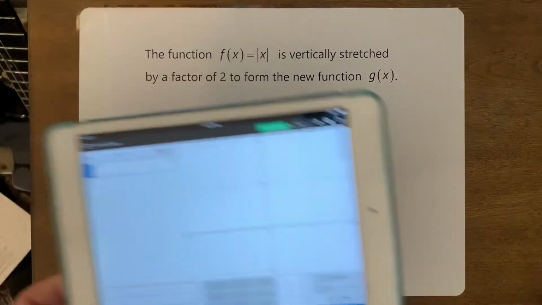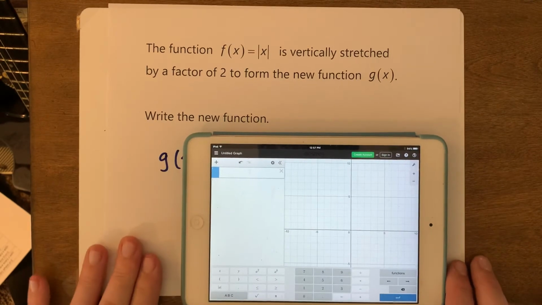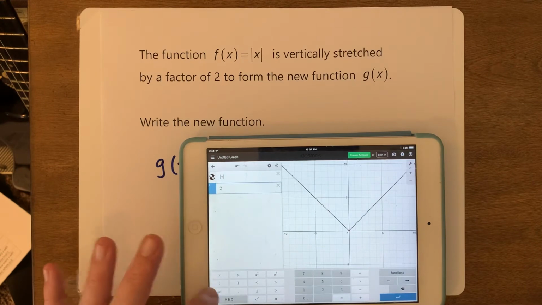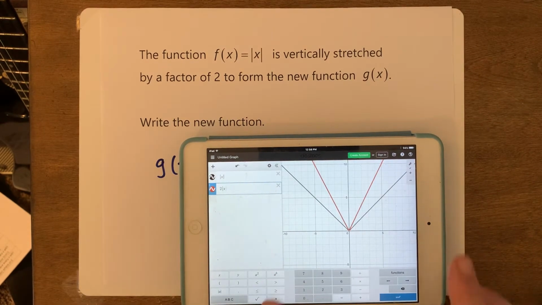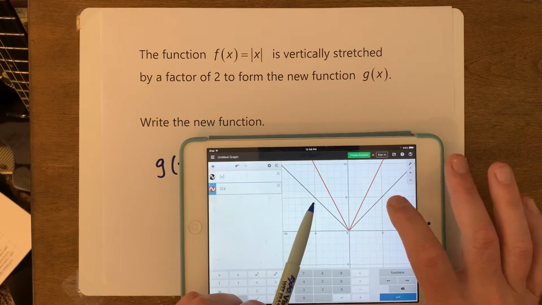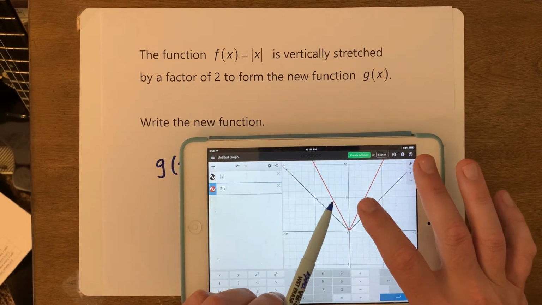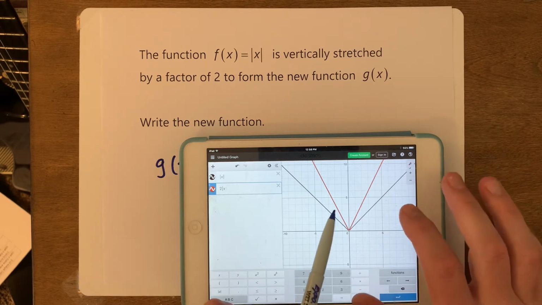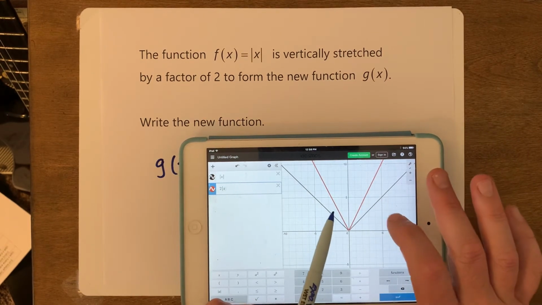All right, so let's check this one out and see if we're right. Okay, so let's see where absolute value is. Okay, there's absolute value of x, our classic V shape. Okay, we take it now and we multiply it by 2. And what do we get? So we see that the graph kind of went like this. It pushed it towards the y-axis. So in our definition of a vertical stretch, it said the points are being pulled vertically away from the x-axis for a vertical stretch. So did that happen? Yeah, they're being definitely pulled away from the x-axis. They're actually being pulled towards it.